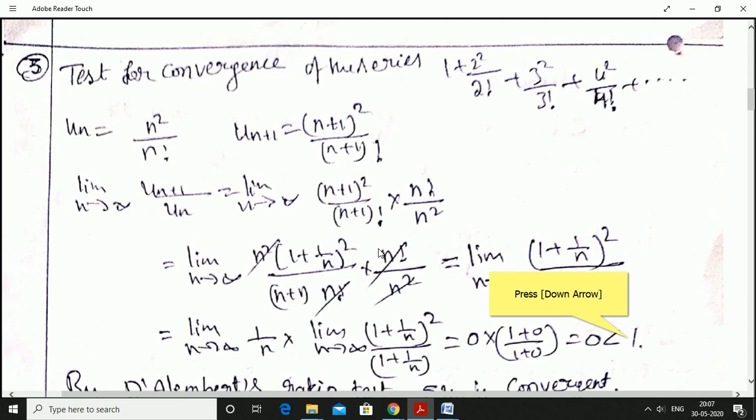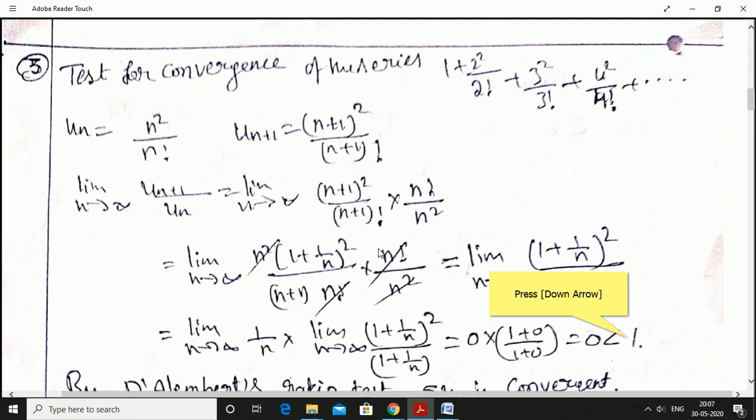In n plus 1 whole square, I have taken n outside, which means it becomes n square into 1 plus 1 by n whole square, divided by n plus 1 factorial, which can be written as n plus 1 into n factorial, into n factorial divided by n square as it is. n factorial as well as n square get cancelled. That is equal to limit as n tends to infinity of 1 plus 1 by n whole square divided by n plus 1. In that n plus 1, once again I have taken n outside, n into 1 plus 1 by n.